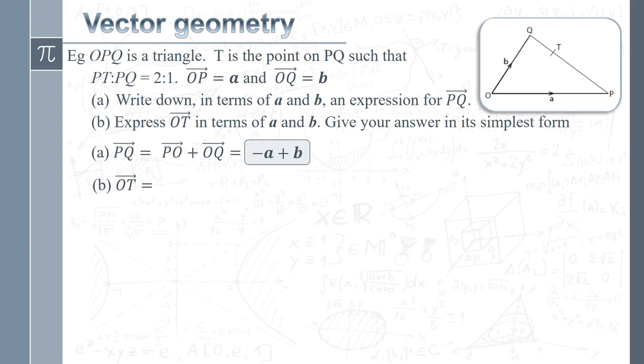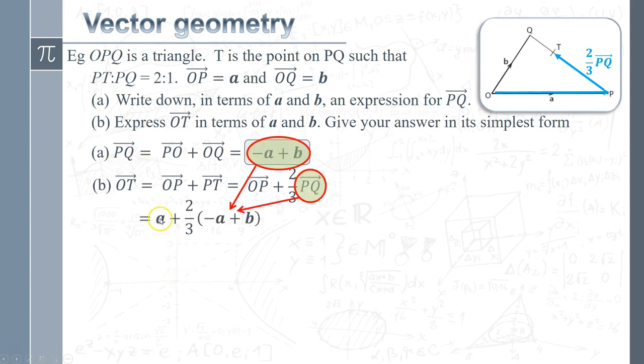Again, I'm going to plan out my route, and I'm going to go from O to P and P to T. So I'm going to do OP plus PT. We want OP, which is A, and as I said before, we need 2/3 of PQ. If you have a look at part A, I've got PQ here, that thing there. So what I need is A, which is OP, plus 2/3 PQ, which is 2/3 of minus A plus B.